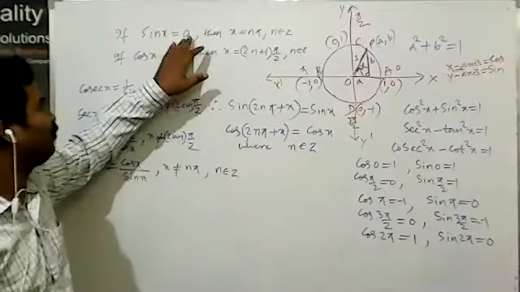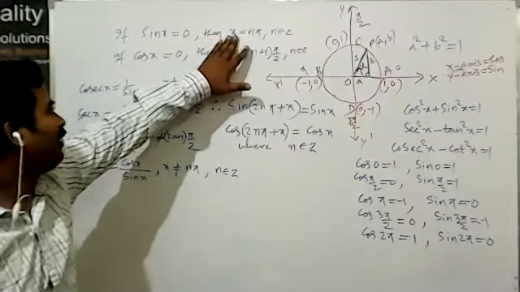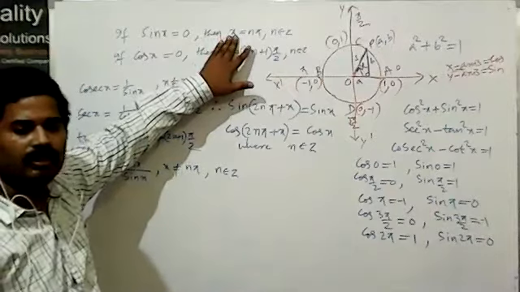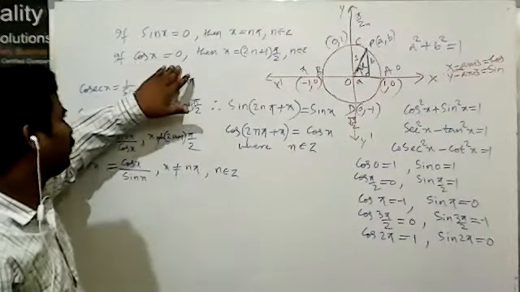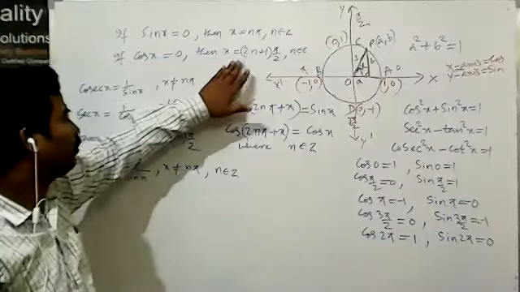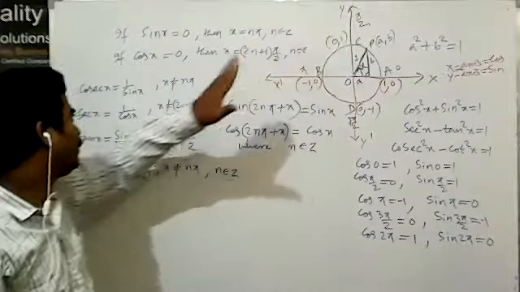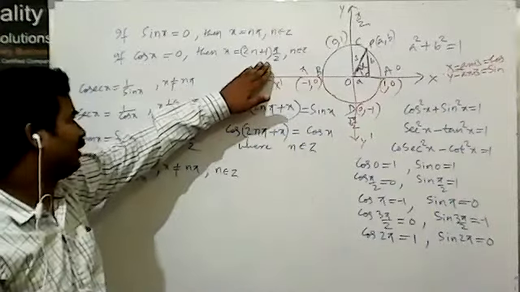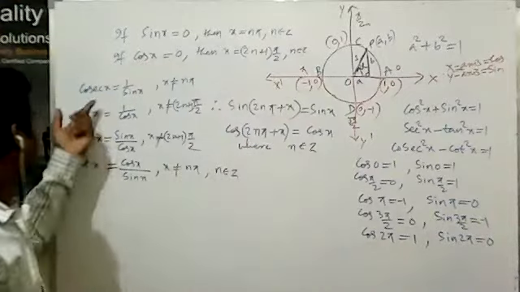If sin x is equal to 0, then x is equal to n pi, meaning at every multiple of pi the sin function is 0. If cos x is equal to 0, then x is equal to (2n plus 1) pi by 2, where n belongs to Z. That means at every odd multiple of pi by 2, the value of cos is 0.